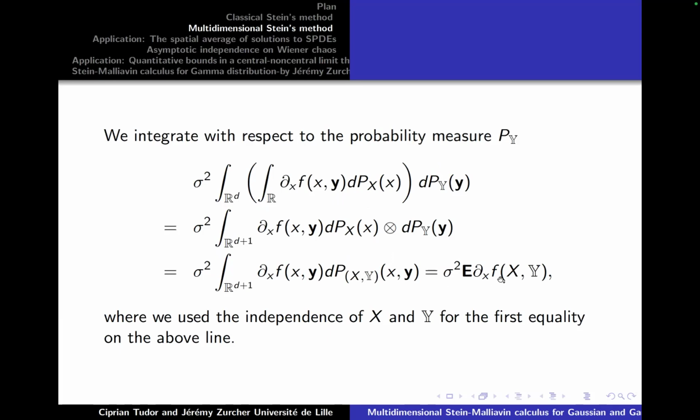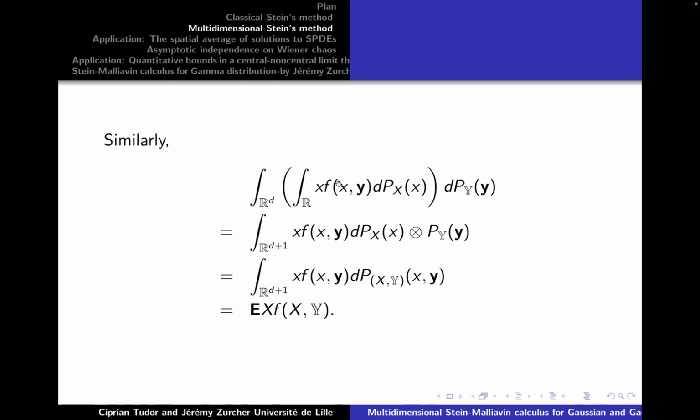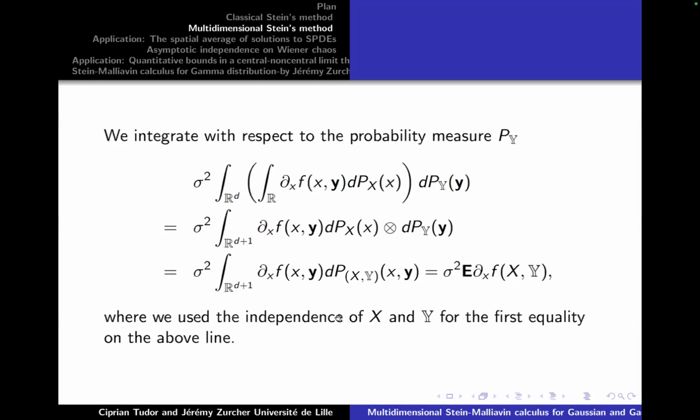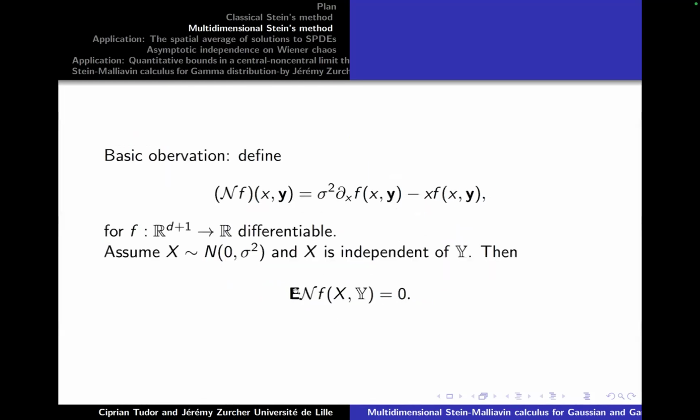So finally, on the left-hand side, you will find this expectation of the partial derivative with respect to x of f(X, Y), or this quantity. And for the second term, you do the same operation, integrating with respect to the probability distribution of Y, and you will find this expectation. So that means that the expectation of the operator is 0. This just proves that if it's Gaussian and independent of Y, then this expectation is 0.